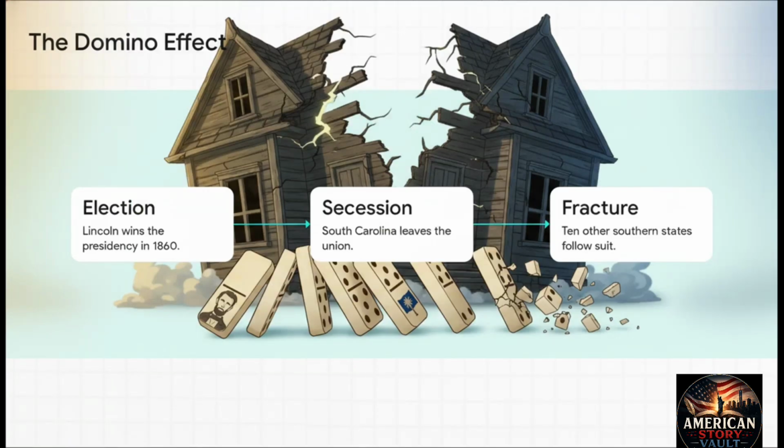What followed was a rapid-fire domino effect. Step 1, Lincoln wins the presidential election in 1860. The crazy part here, he wasn't even on the ballot in 10 southern states. Step 2, the South says, "We're done." South Carolina officially leaves the Union. And step 3, 10 other states follow suit almost immediately. The House wasn't just divided anymore, it was actively tearing itself apart.